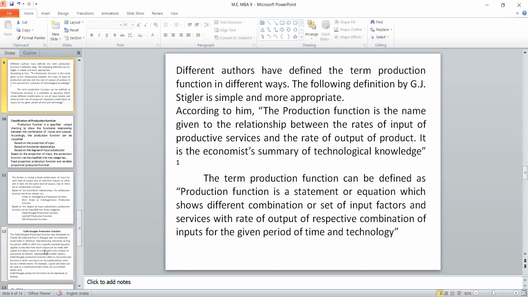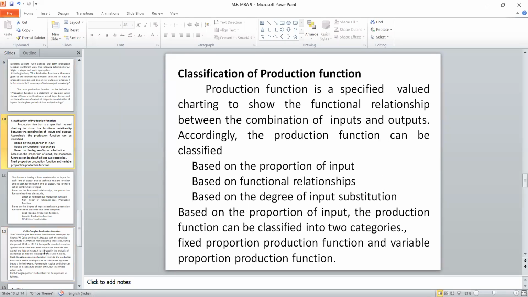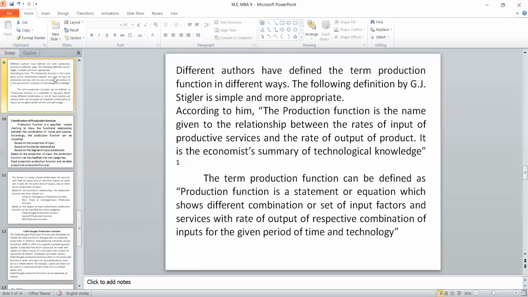There are different types. How will these types of production function be defined? Based on the input we can define the production function. Based on the relationship we can define the production function, and finally based on the degree of input, that is, how it is combined. Before explaining the list of production functions, first let us define what a production function is. I have given two definitions. One is by DJ Stigler.